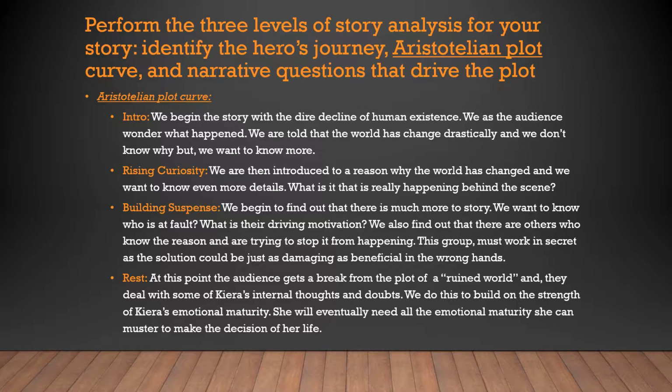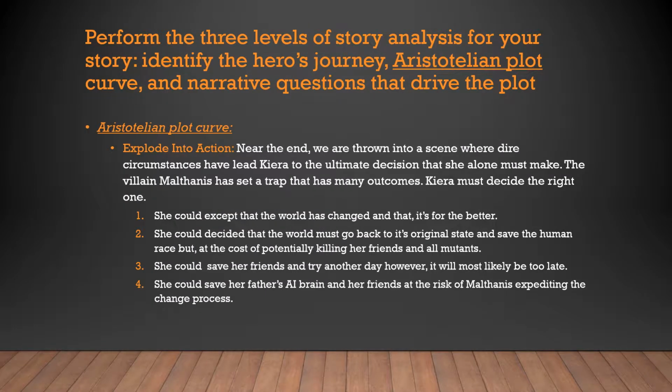In the process, we also find out that there are others who know the reason and are trying to stop it. This group must work in secret, as a solution could be just as damaging as beneficial in the wrong hands. At this point, we provide the audience with a rest from the plot of a ruined world, and they begin to deal with some of Kira's internal thoughts and doubts. We do this to build on the strength of Kira's emotional maturity. She will eventually need all the emotional maturity she can muster to make the decision of her life. We now explode into action.